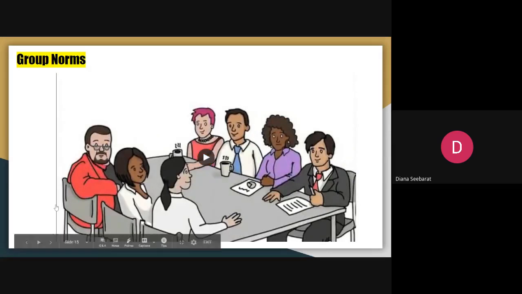Okay, so in terms of group norms, these are rules or guidelines that reflect expectations of how group members should act and interact. They define what behaviors are acceptable or not, according to O'Hare and Wayman 2004. This acts as a group's personality, contributing to the group's climate.